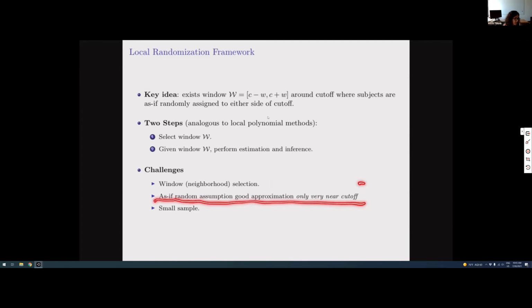But in general, the challenge of using this approach is that the assumption of local randomness is going to be strong, and it's going to be a good approximation only if you really are able to go very near the cutoff. And so that will probably lead you to discard a lot of observations, and you're going to end up with a small sample. And so that can introduce some challenges in terms of statistical power and so on.